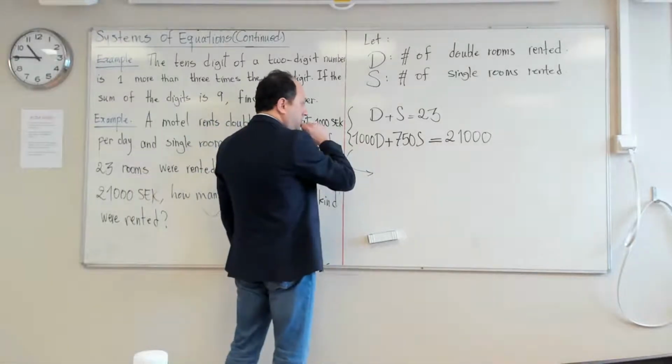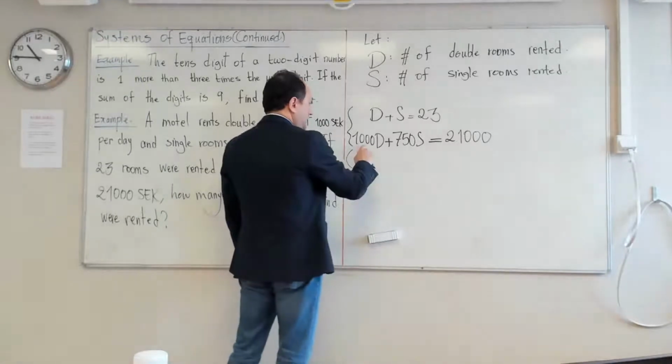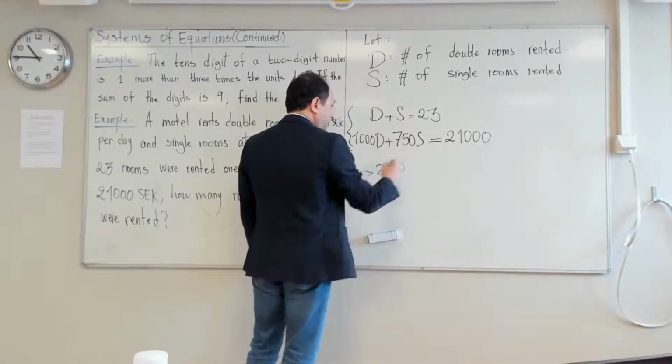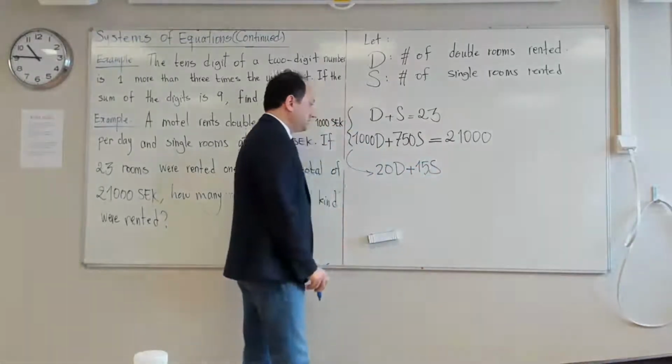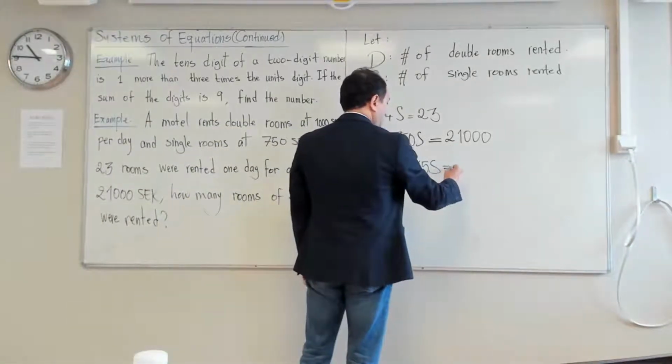So let me divide by 50. Okay, so this one becomes 20D. This one, yes, 15, yes. Am I right? Yes. And then what about this one by 50?